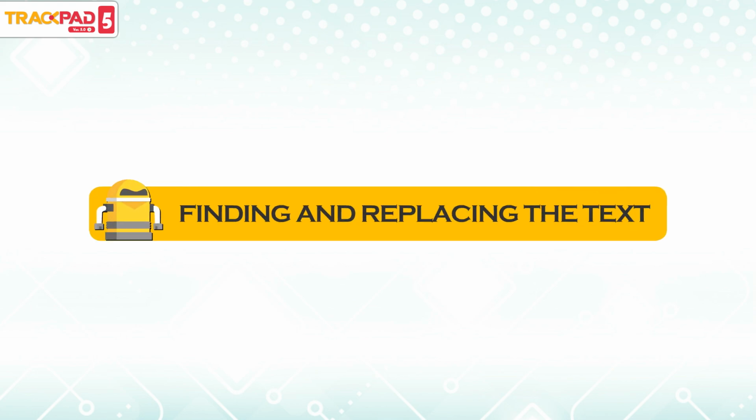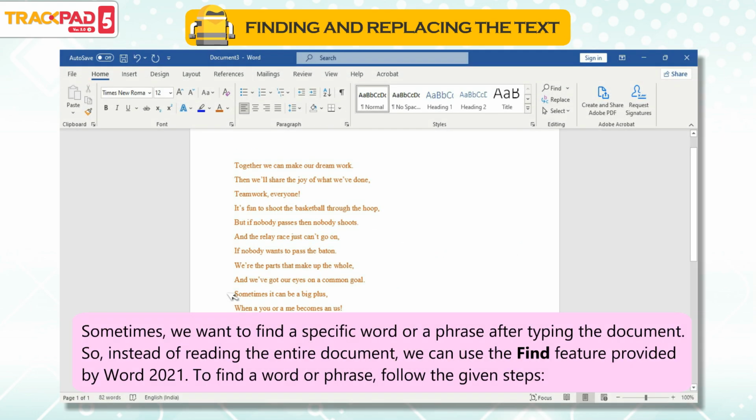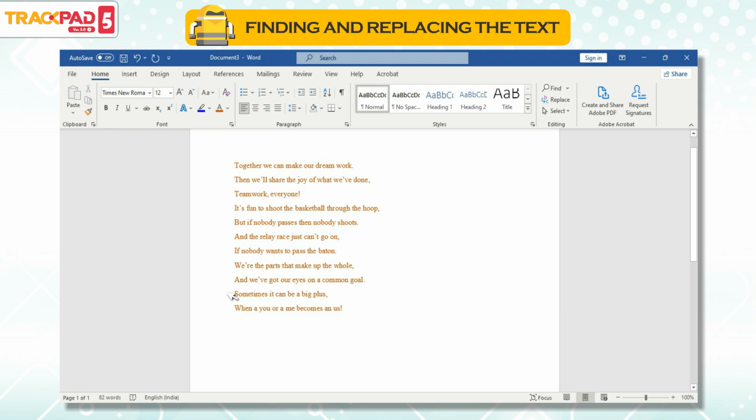Finding and replacing the text. Sometimes we want to find a specific word or a phrase after typing the document. So, instead of reading the entire document, we can use the Find feature provided by Word 2021. To find a word or phrase, follow the given steps.